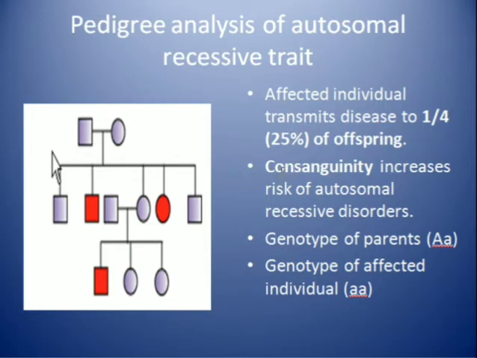Then consanguinity increases the risk of autosomal recessive disorder. So if there is a mating between close relatives, there is an increase in these autosomal recessive traits.